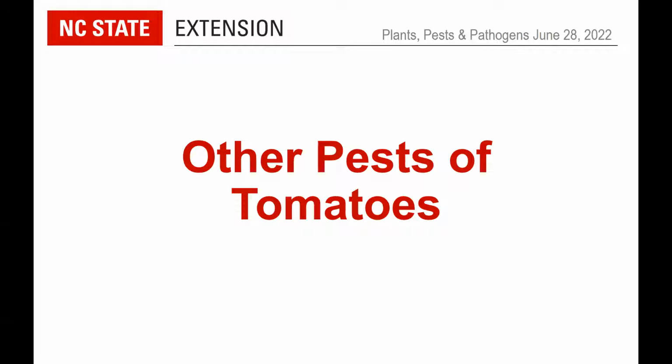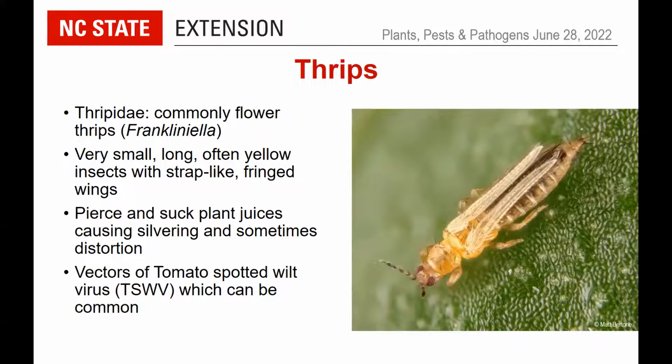Okay, a couple other pests of tomatoes, and then we'll get into some mite pests. So thrips. Flower thrips are the most common ones affecting tomatoes, in the genus Frankliniella, especially the western flower thrips, Frankliniella occidentalis. They're very small, long, often yellow insects with strap-like fringed wings. You can see here, but these insects are only a couple millimeters long, so it's going to be difficult to see them like this normally. They pierce and suck plant juices, causing silvering and sometimes distortion of the leaves.